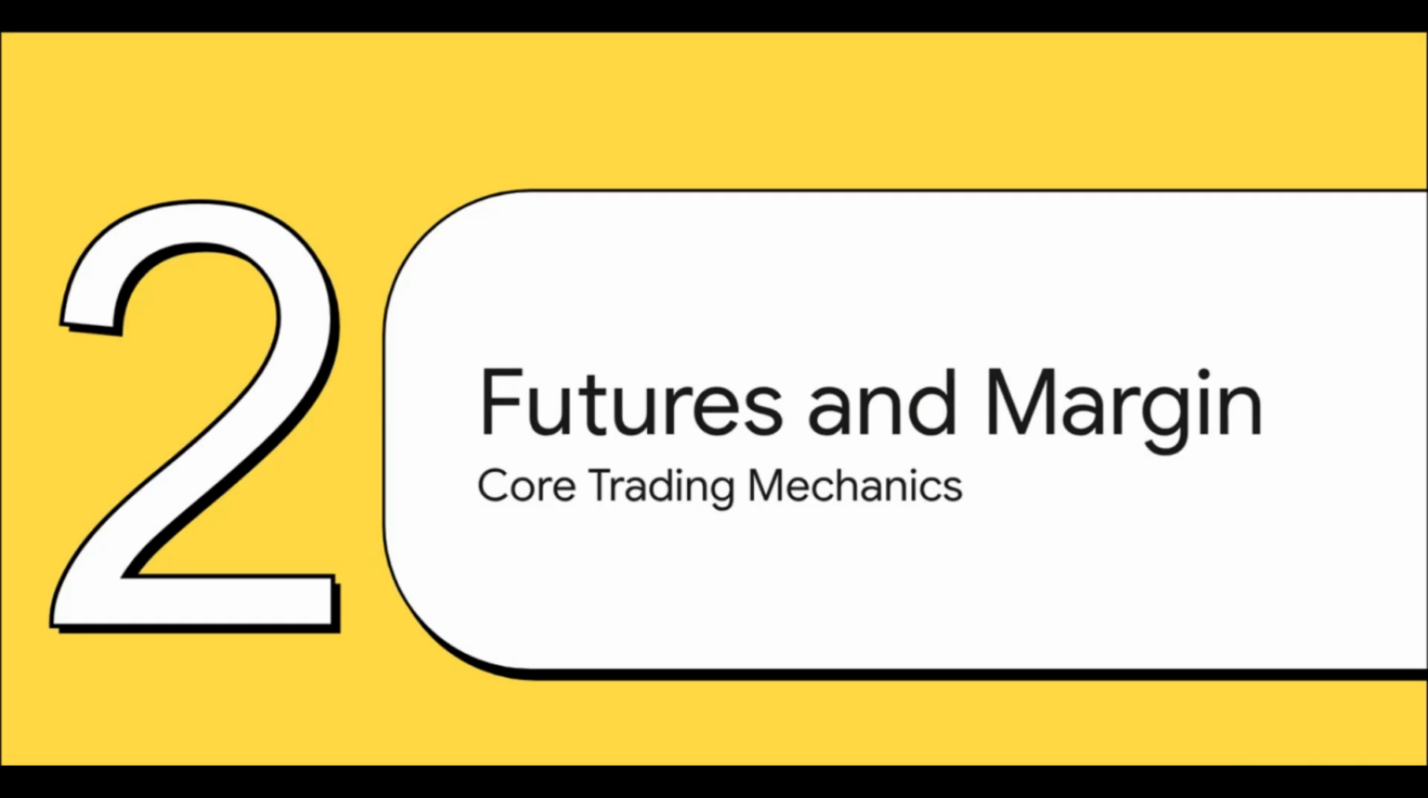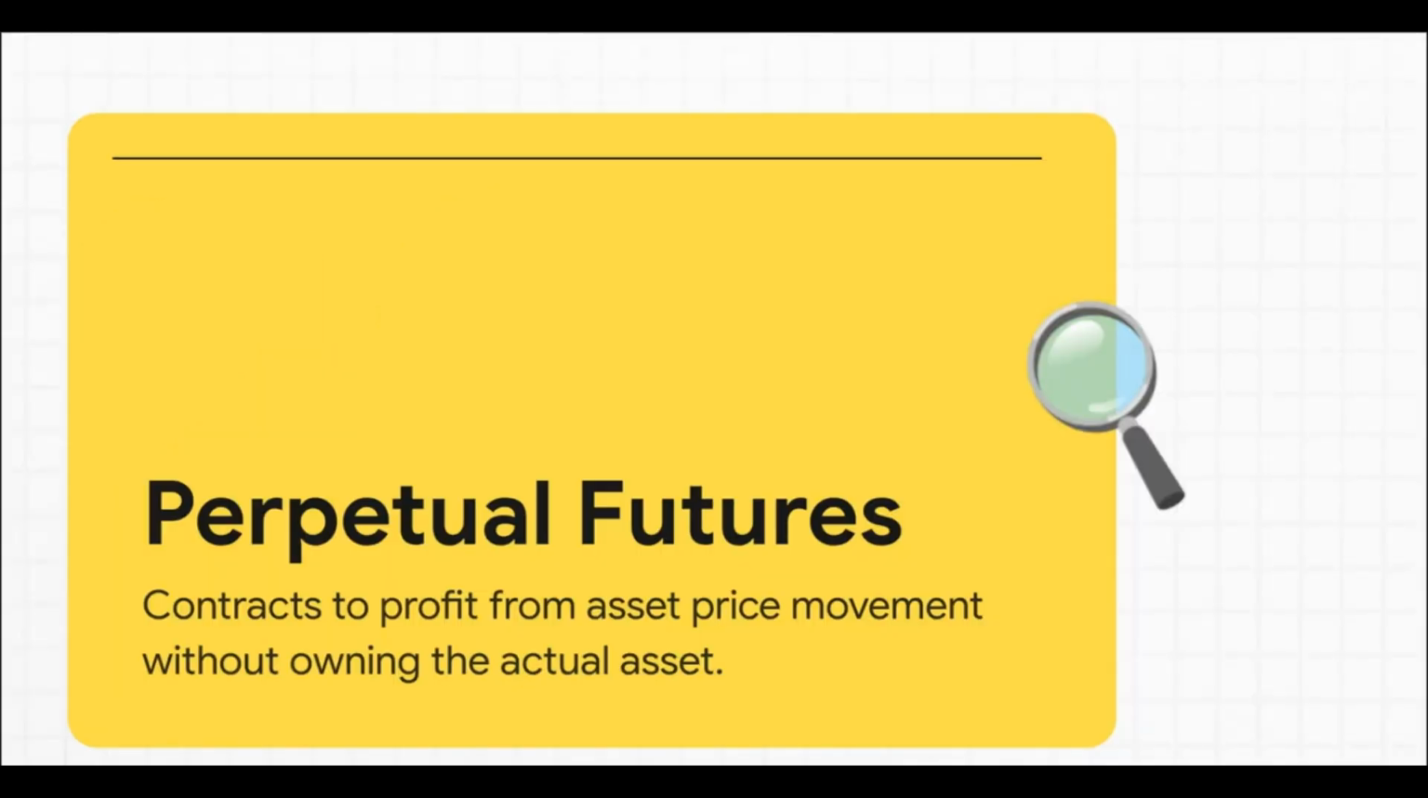Moving on to Section 2, Basics, Futures and Margin. Okay, let's quickly define a perpetual future. Put simply, it's a contract that lets you profit from an asset's price movement without actually having to own the asset itself. So you go long if you think the price is going to go up, and short if you think it's going to drop. The profit or loss is realized immediately based on those market movements, which makes it incredibly dynamic.